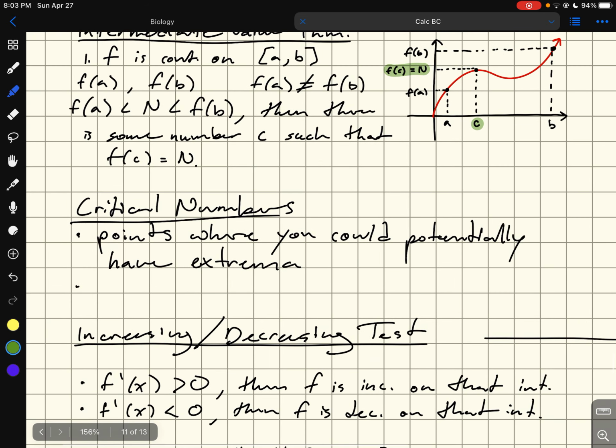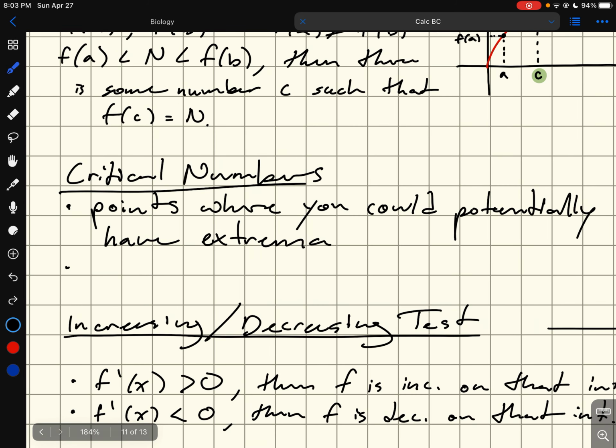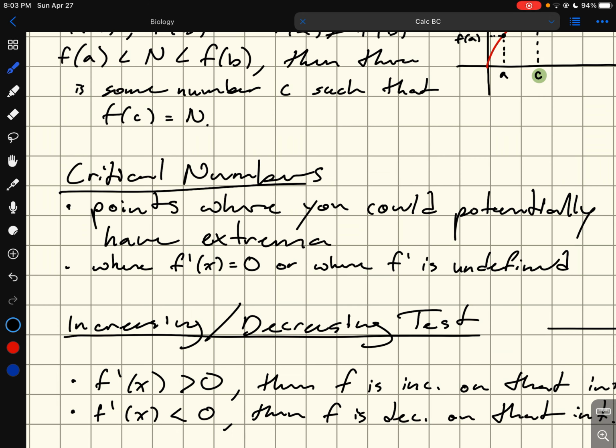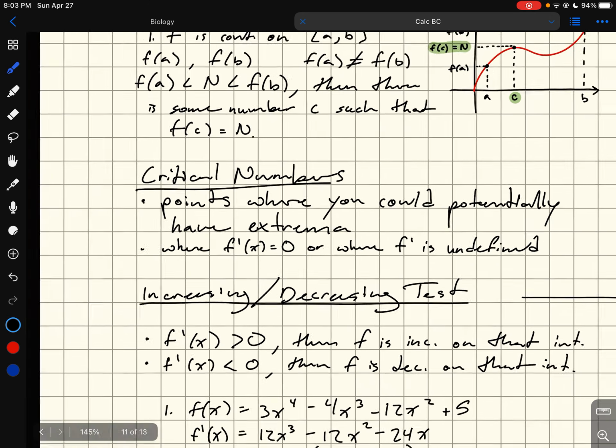Okay, next we're going to talk about critical numbers. Critical numbers are points where you could potentially have extrema. You don't know for sure, because you have to test it, but you know where to test based off of what your critical numbers are. So to find a critical number, you set f prime equal to 0. So you have critical numbers where f prime of x equals 0, or where f prime is undefined. So those are places where you have critical numbers.